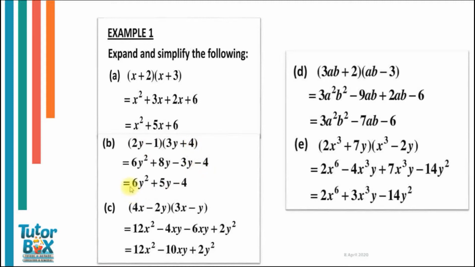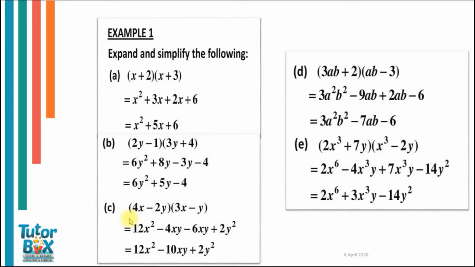And then now what you can do when you're working these out, to make things easier, is just highlight the like terms in the same color. Like 6y squared, you can highlight maybe in blue, and then 8y and minus 3y you can maybe highlight in yellow, so that you know that they're the same term, or they have the same variable. Okay, so this will be 6y squared plus 5y, 8y minus 3y, that gives us 5y minus 4.